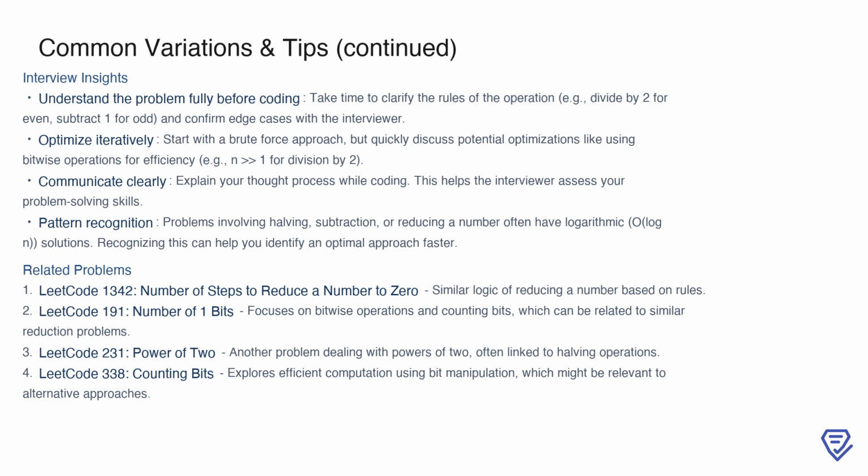Clear communication is also critical. Walk the interviewer through your thought process step by step as you code. This demonstrates your problem-solving ability and helps build rapport. Recognizing patterns can also give you an edge. Problems like this one, which involve halving or reducing numbers, often have logarithmic solutions, so identifying this can help you converge on an efficient approach more quickly. Lastly, be aware of related problems that might offer helpful insights. For example, Number of 1 Bits involves bit manipulation, while Power of 2 and Counting Bits both deal with halving and bitwise operations, which can inspire alternative strategies for this problem.